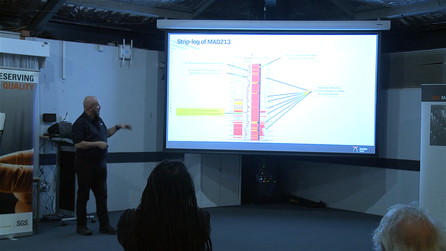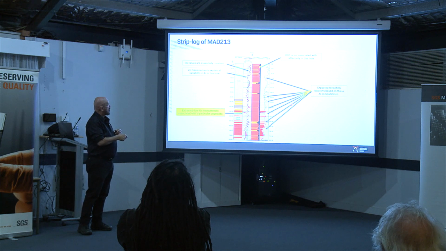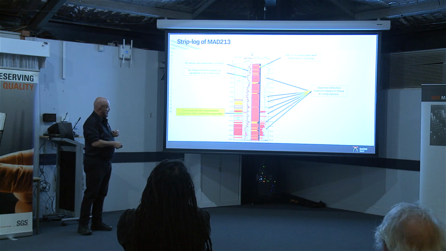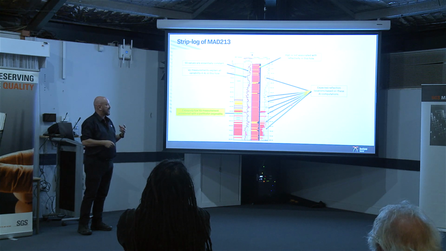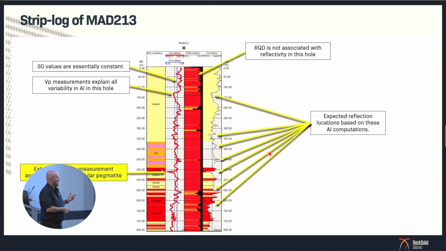Now this is one of those strip logs where we've got velocity down here, and you can see down here that velocity dropped right off. Density was pretty much the same all the way down. This is the SG log, the blue one, pretty much the same all the way down. RQD sometimes gives us a response, not much RQD difference there. And so, a big change in acoustic impedance due almost entirely to the velocity change.